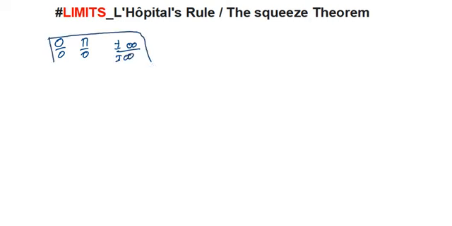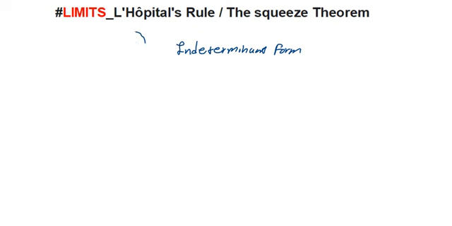So if you get something in this form, it's simply said to be in indeterminate form. That's an indeterminate form. Okay, so that's when we use L'Hopital's rule. So what do we do when we have something of this instance?